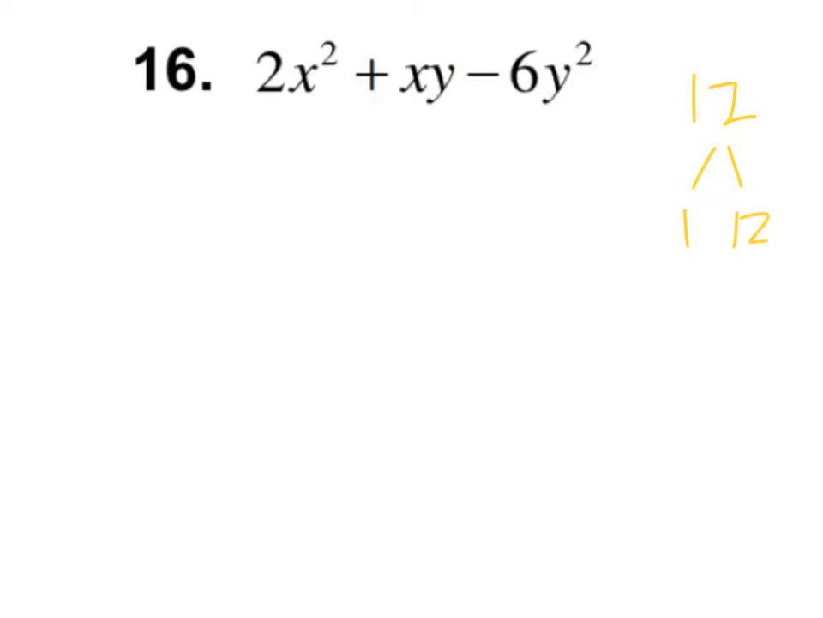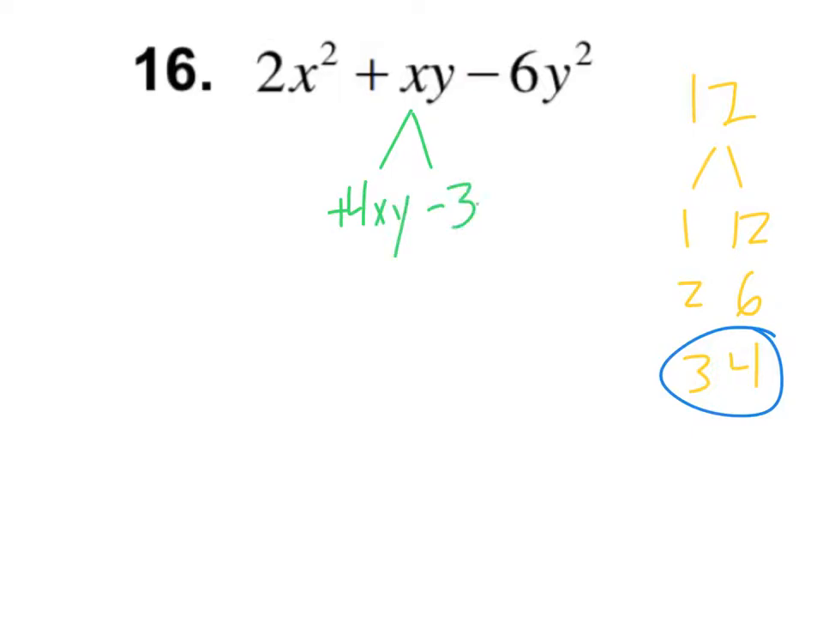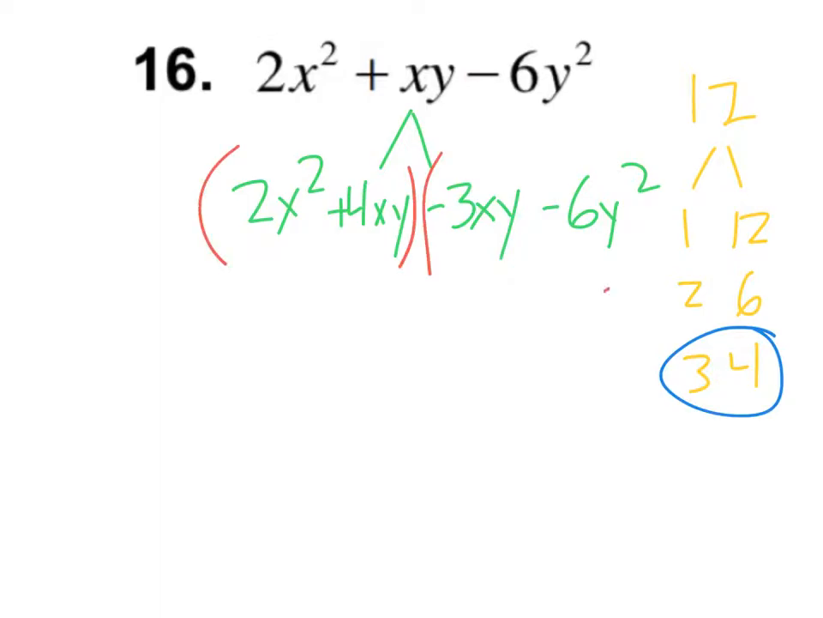Could be 1 and 12. Could be 2 and 6. Could be 3 and 4. 3 and 4 work. Okay, so now I'm going to rewrite that middle term to be positive 4xy minus 3xy. I bring down the 2x squared minus 6y squared. Now I got 4 terms. I'm going to factor by grouping, so I group the first 2 terms together, the last 2 terms.